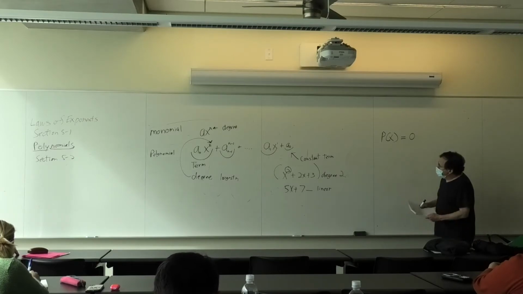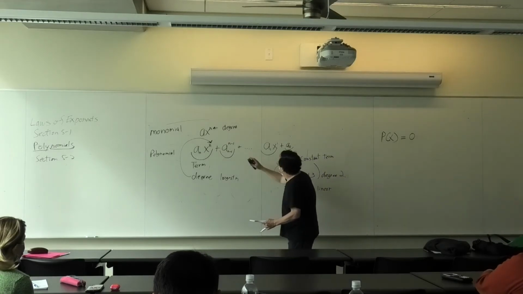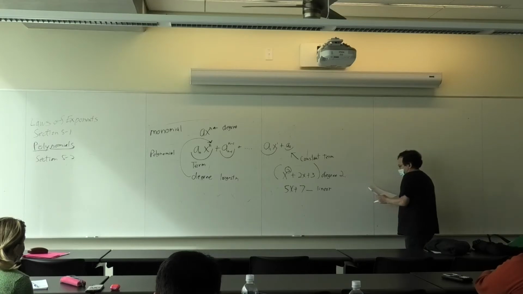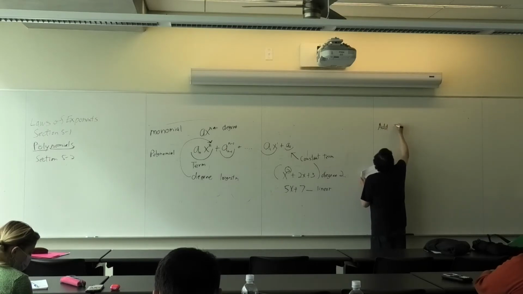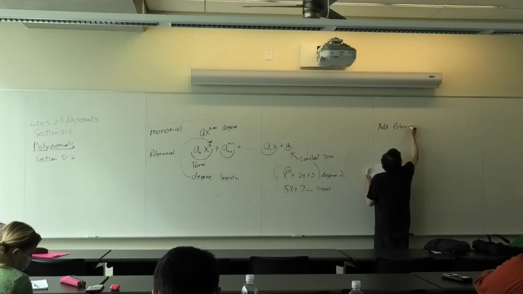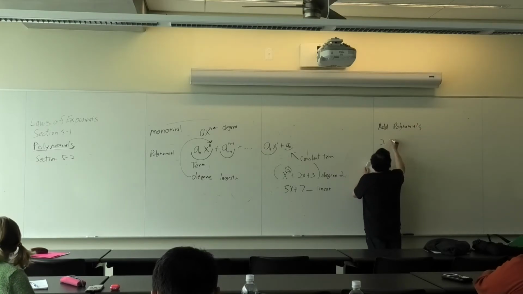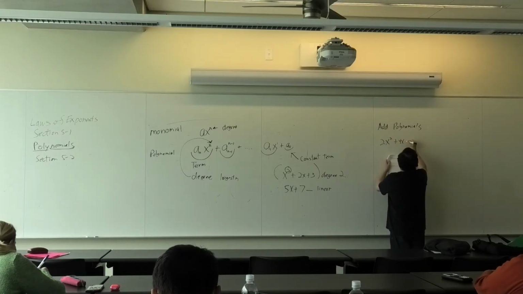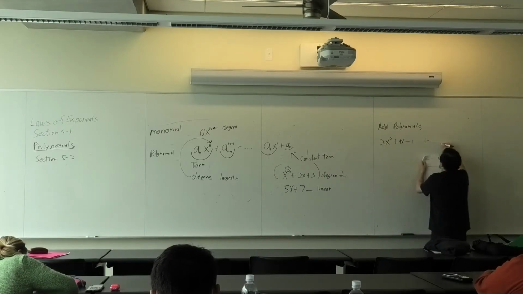Okay, so there are some things we need to learn how to do with polynomials. First thing is we want to know how to add 2 polynomials. So, for example, 2x squared plus 4x minus 1. That's one polynomial. We're going to add that to x squared minus 3.